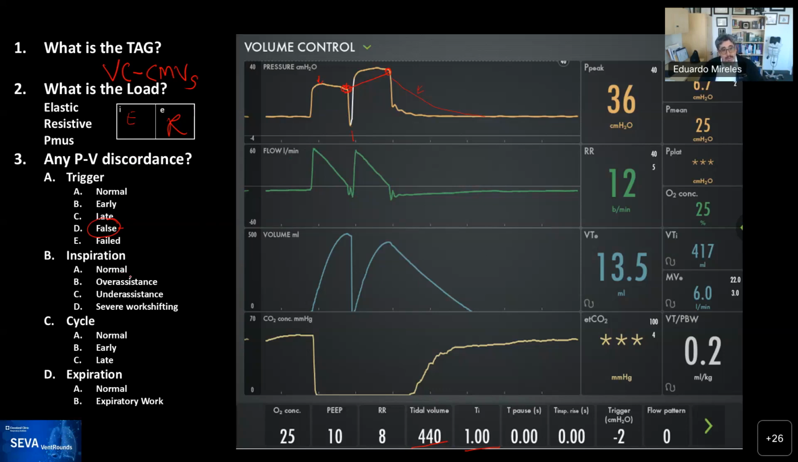Inspiration, there's no PMOS, so there's nothing here. The cycle, there's no PMOS. And expiration, there's no evidence of PMOS. So in reality, this is all a type of asynchrony created by the ventilator.